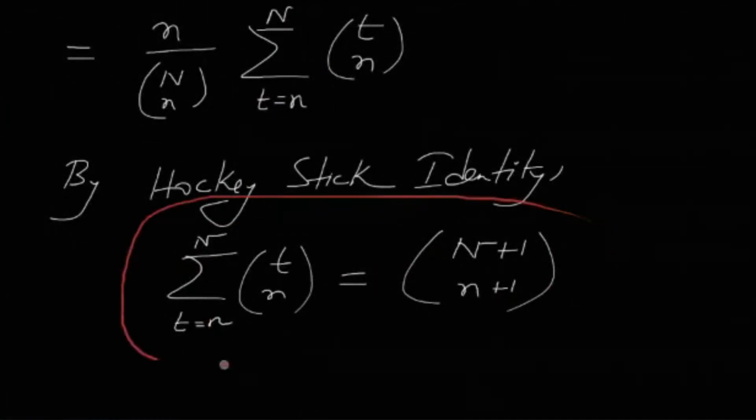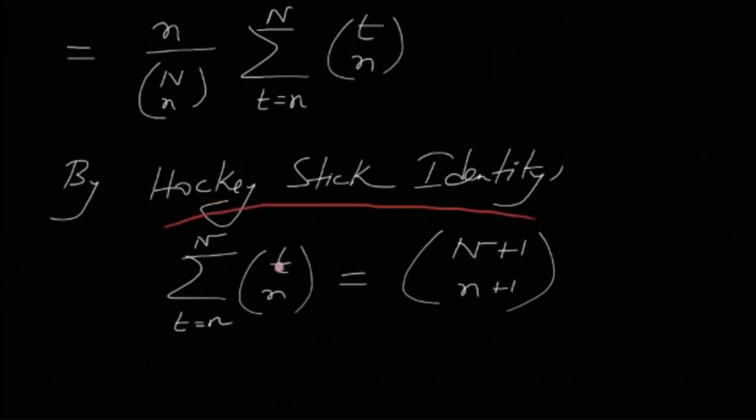Now you might think, what is this hockey stick identity? This is actually a very easy to prove identity. It basically says that if you add the coefficients of x to the n in the expansion of 1 plus x whole to the n, plus 1 plus x whole to the n plus 1, and so on. I am giving you a hint to prove this hockey stick identity. It is very easy to prove. Just write it down explicitly and think of it as the coefficient of x to the n in the expansion of 1 plus x whole to the n plus 1 plus x whole to the n plus 1 and so on. Try to do that. It's very interesting.